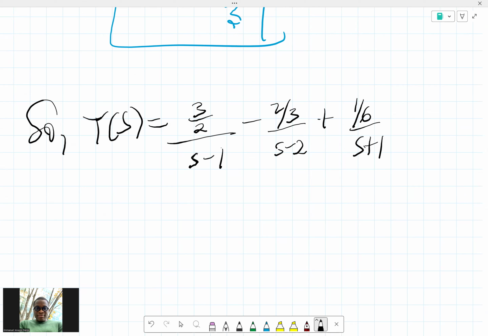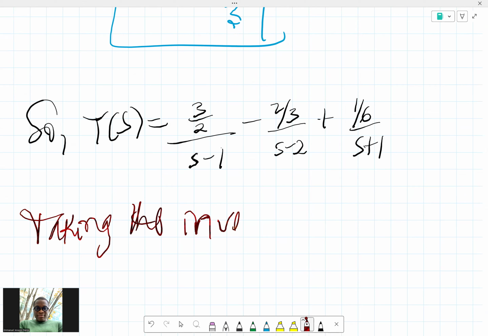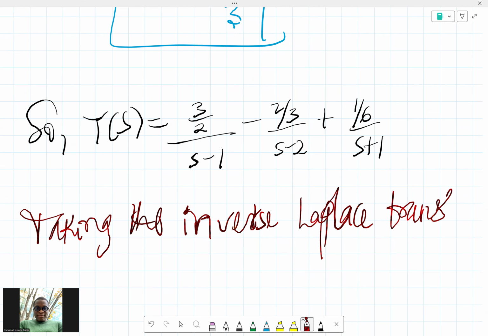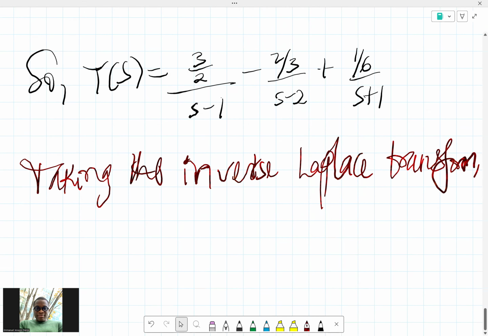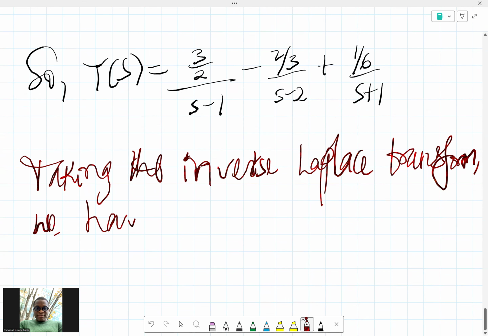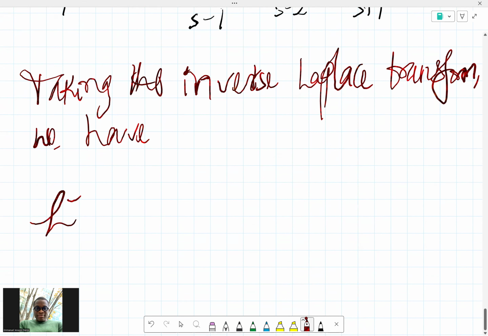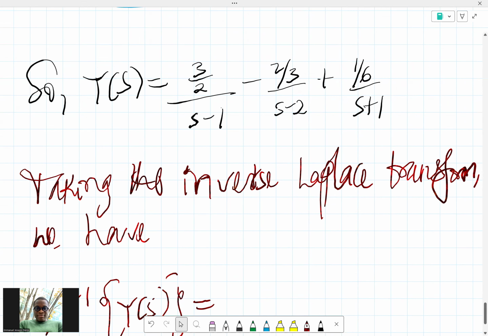So what do we do now? We go for the inverse. Taking the inverse Laplace transform, we now have Laplace inverse of y of s equals, on the right, I'll just go straight.